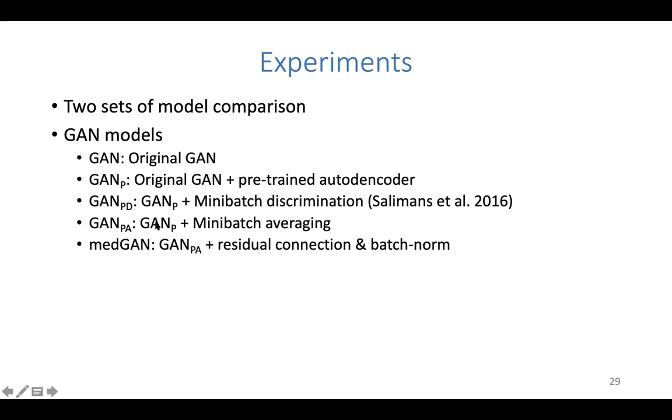And GAN PA is GAN P plus mini-batch averaging, and MedGAN is GAN PA plus giving more power to the generator. So residual connection and batch norm, adding these into the generator.